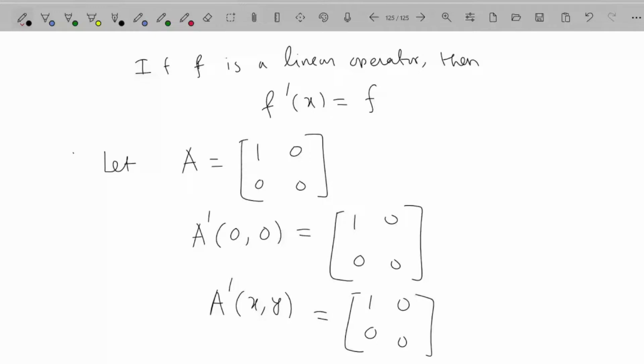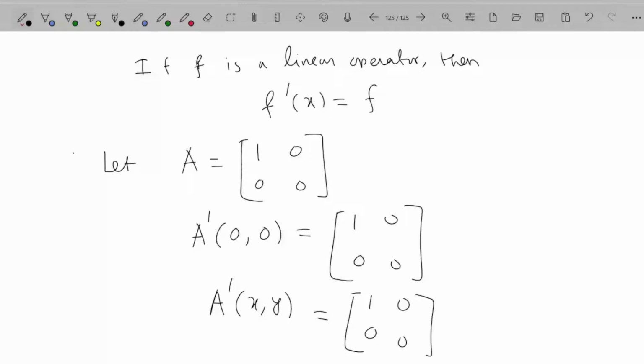Now if you consider Rn to Rm, you can think about the row matrix, because it will be a matrix of m by n. And the derivative will be that matrix itself. So is it more or less clear? A little bit. Okay.